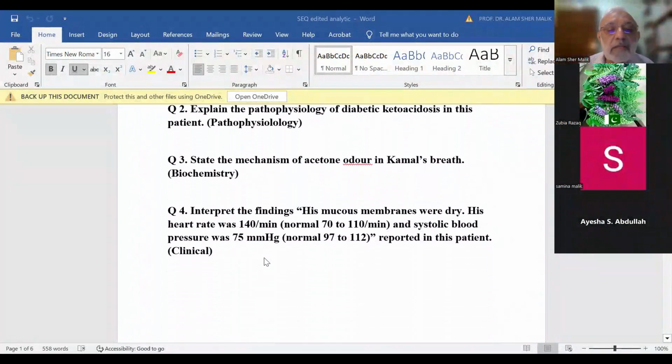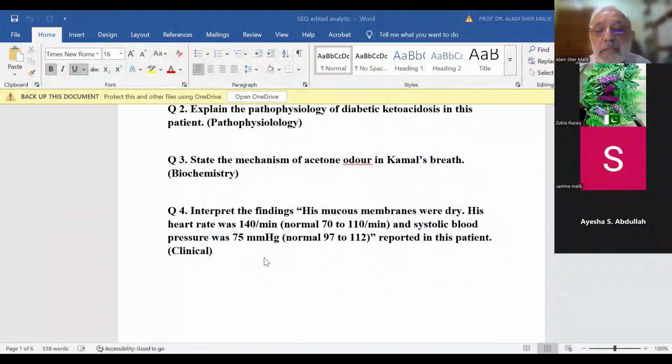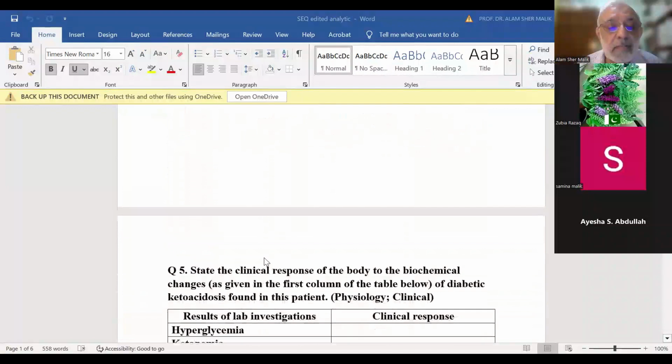Then we have a clinical question. Interpret the findings: his mucous membranes were dry, his heart rate was 140 per minute, and systolic blood pressure was 75 reported in this patient. So this would be the clinical component where students have to interpret these clinical findings suggesting dehydration.